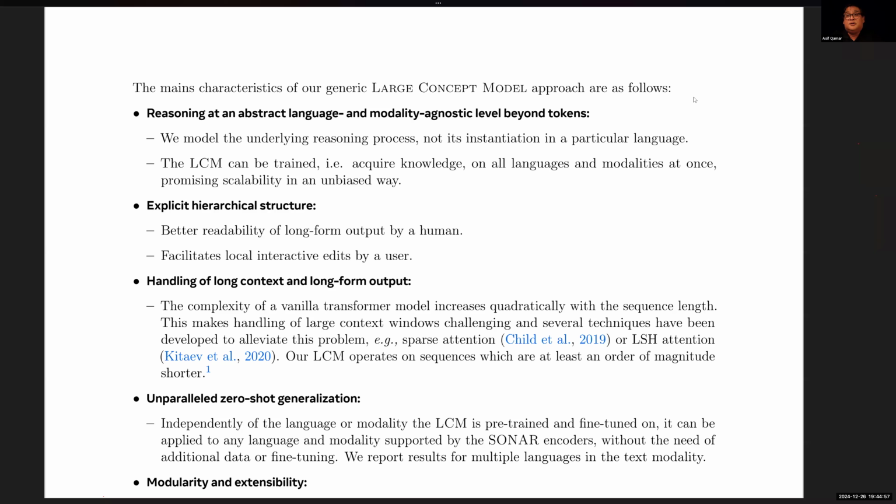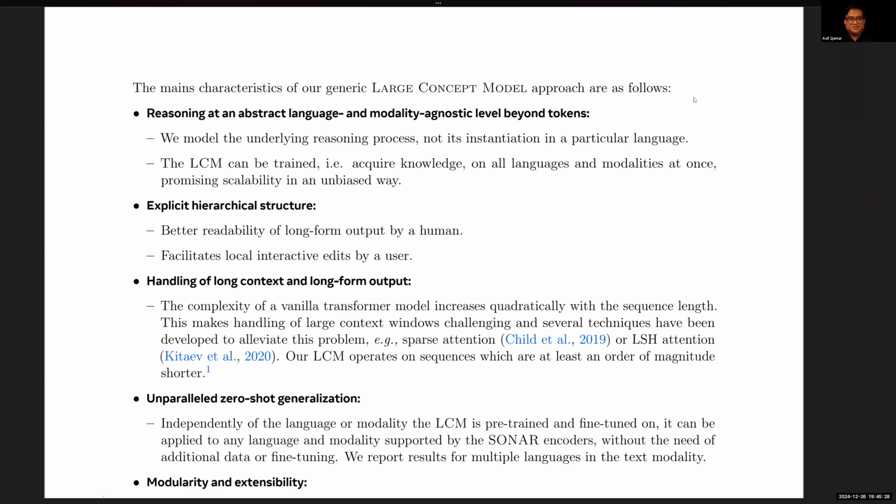You realize that you don't generate one token at a time. You're going to decode a single concept that you have predicted into a full sentence, right? So the granularity of generation changes completely. Also, it is language and modality agnostic for the same reasons that we talked about before. The LCM can be trained, i.e. acquire knowledge, in all languages and modalities at once, promising scalability in an unbiased way.